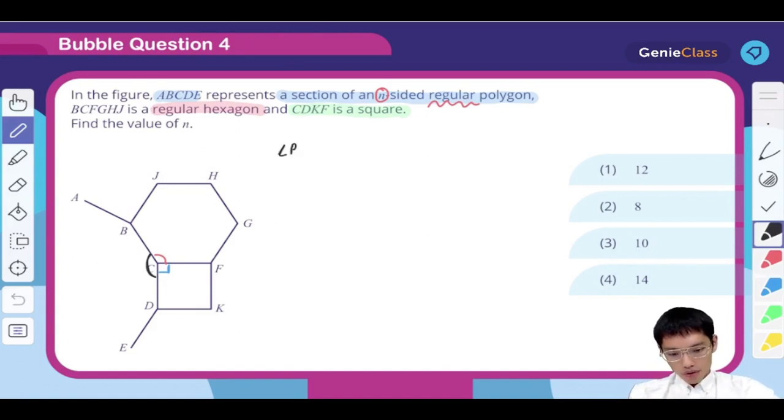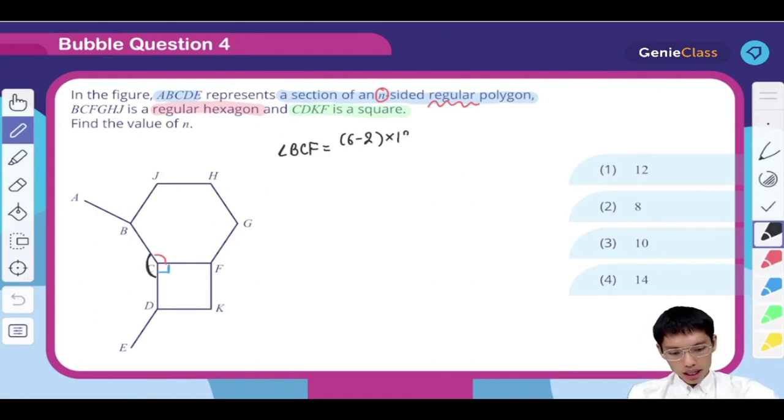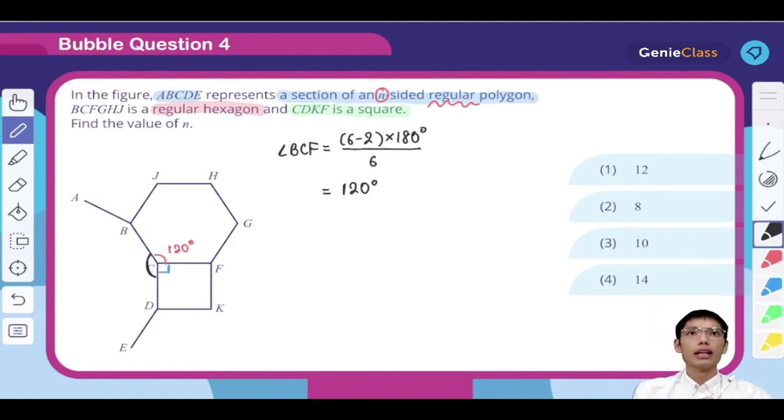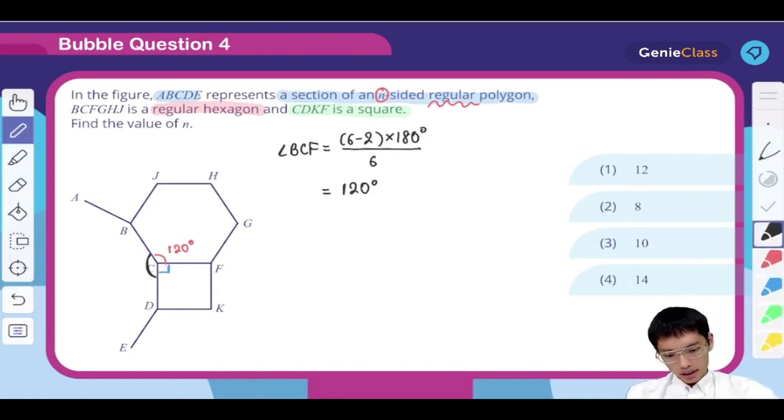Now BCF, I know it's a regular hexagon. So let's recall. What is BCF? It's an interior angle. How do I find it? n minus 2, and in this case n is 6 for my hexagon, multiplied by 180 degrees, divided by the number of sides, 6. Solving this, I'm going to get 120. So therefore I know this is 120. Next up, what can I do? I know this is 90. So let me just write down first: DCF is 90 degrees. Just state it out.